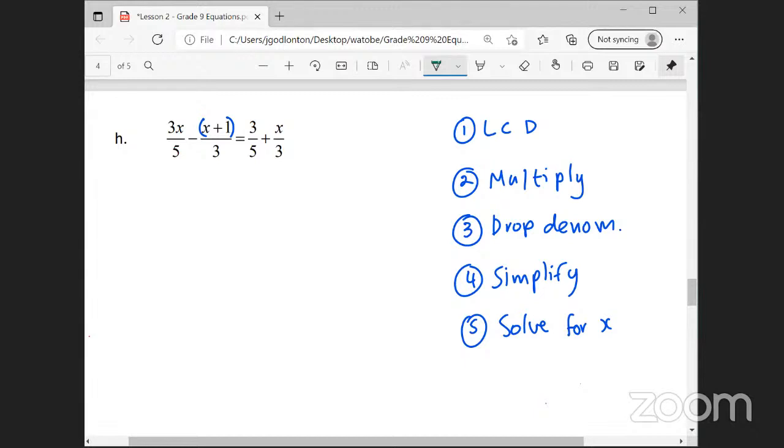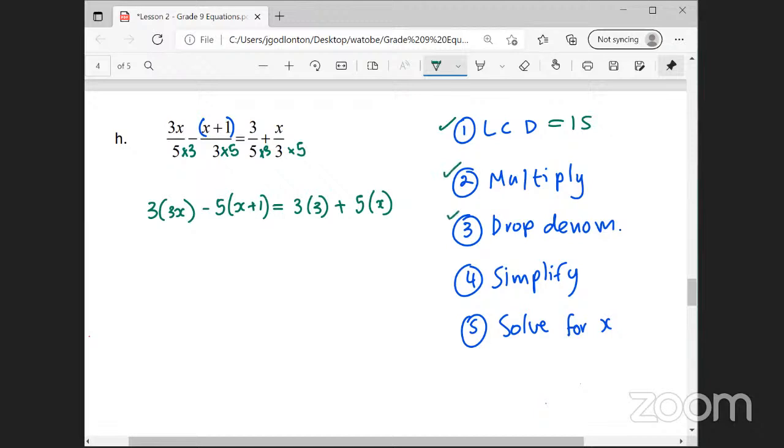Okay. Here we go. First step, our lowest common denominator is 15. So I'm going to multiply that by 3, by 5, by 3, by 5. If you want to jump straight to saying 9x, that's absolutely fine. I'm just going to write it like this so that I'm being consistent. Minus 5 times x plus 1 is equal to 3 times 3 plus 5 times x. And all of those would be over a denominator of 15, so then I can drop my denominator. We've done our LCD, we've multiplied, we've dropped our denominator.